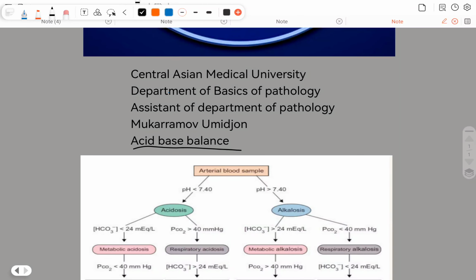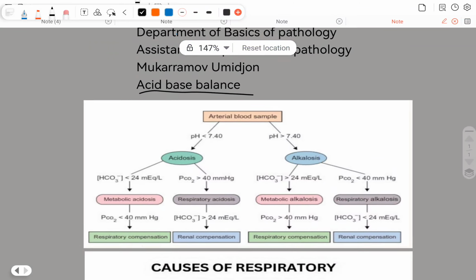We should admit that it's quite a difficult topic to understand, but I will try to show you a straightforward way to understand it and how to use these skills in clinical settings. Okay, we will begin.